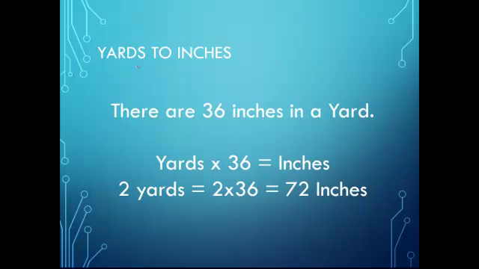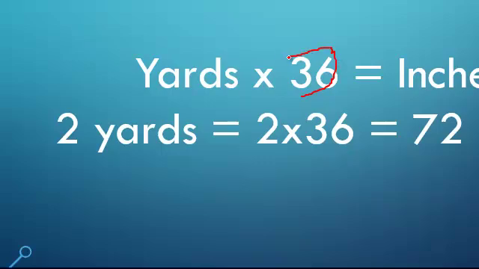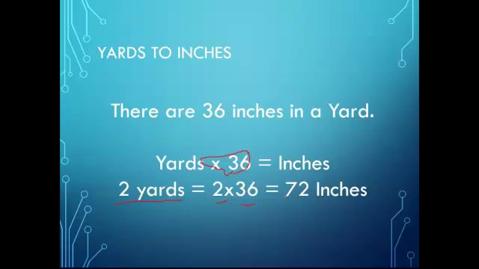What about yards to inches? There are 36 inches in 1 yard. So if I want to transfer from a yard to inch, I must multiply by 36. Now, these 2 yards, if I want to transfer it into inches, I'll multiply these 2 by 36, and that will give us 72 inches.